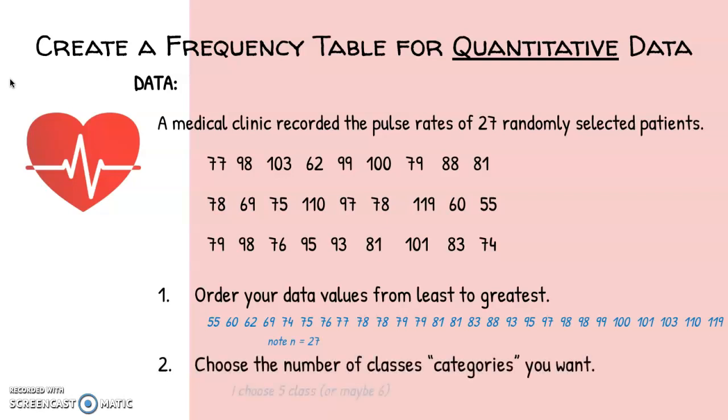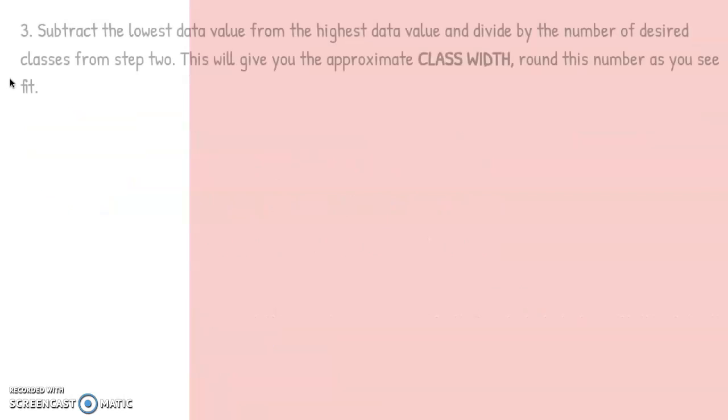The second thing we're going to do is choose the number of classes or categories that we want. Just like I said with the ice cream, we're not choosing vanilla, chocolate, mint chip here. We have to find a way to categorize all of these different pulse rates so that we can put them in a finite table. So I'm going to choose 5 classes. In other words, I'm going to have like 5 ice cream flavors, 5 ranges of pulse rates. But that's up to you. This is a choice. 6 would be sufficient as well.